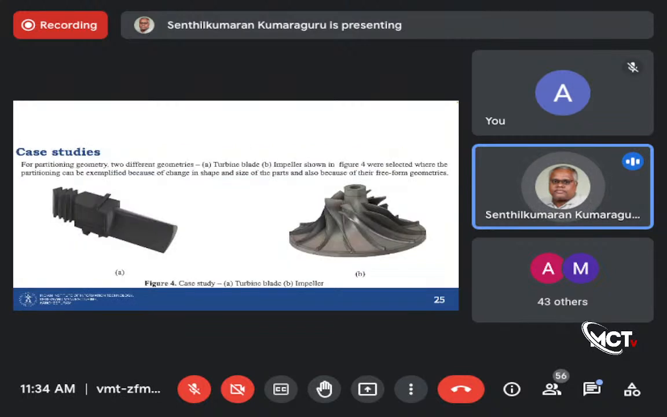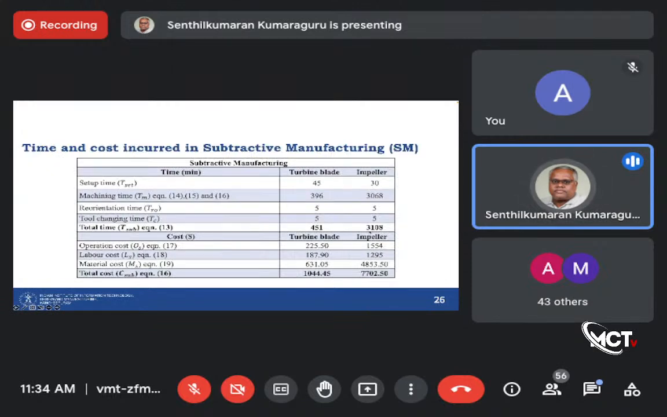Okay, so these are the two case studies I talked about. One is basically a turbine blade, and another one is an impeller. So you can see how the partitioning of these two will affect, right? So in subtractive machining, if I compare the total cost, it's like 1044, which is typically minutes. And here it's 7,702 minutes. So it means the turbine blade takes very little time in machining, whereas the impeller takes a lot of time in machining.